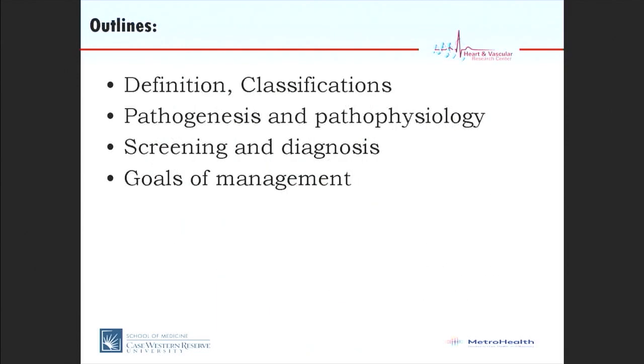So, having convinced you that it's important to talk about pulmonary hypertension, the outline of my talk today is to give a general overview of what pulmonary arterial hypertension is, what the pathogenesis and pathophysiology of this disease entity are, how we screen and diagnose, and what the goals of management are.